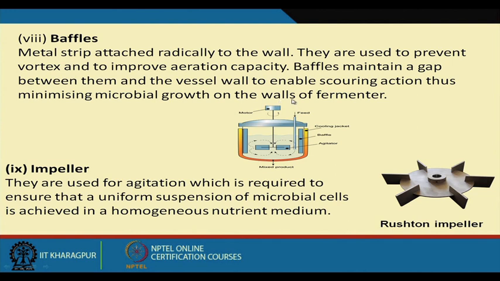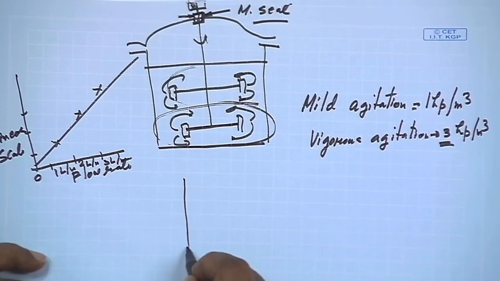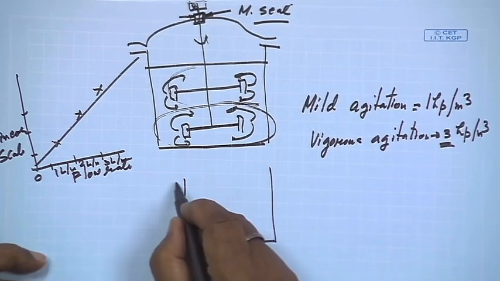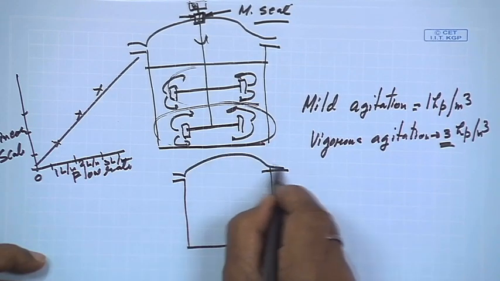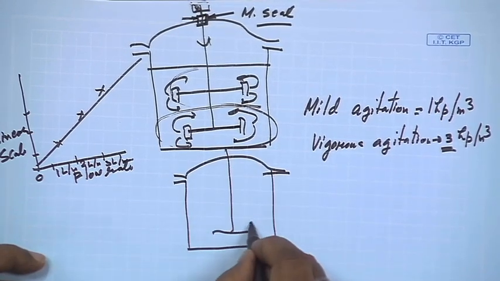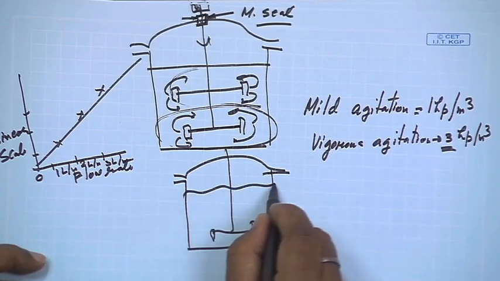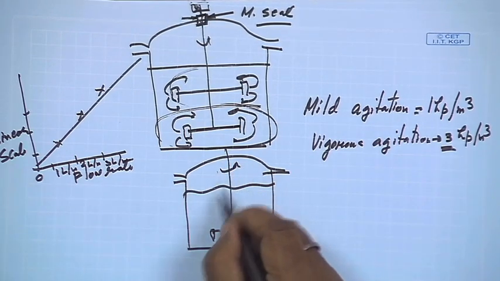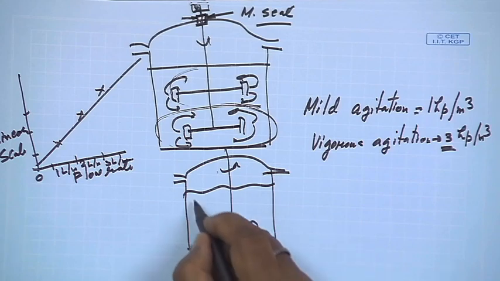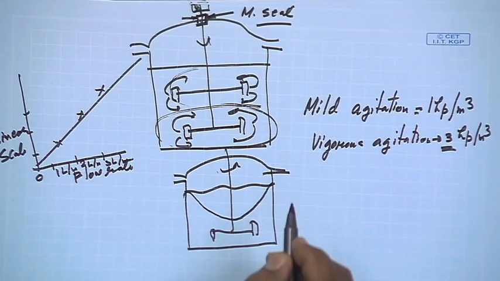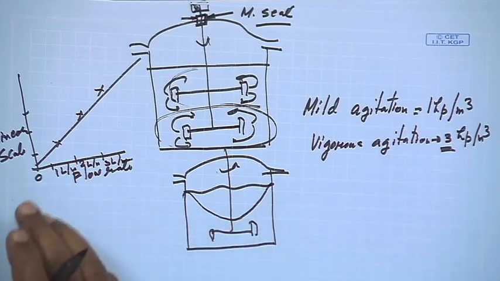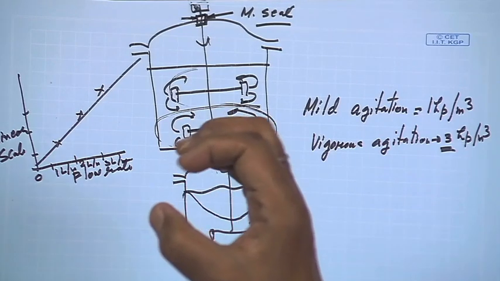Let me explain that. Suppose this is a fermenter, and we put an agitator here. If we don't put any baffles, then what will happen? There will be a vortex formation. We can see this in our house also. When you take water in a glass and put sugar in it and try to make a solution with the help of a spoon, you will find there is a vortex formation like this.